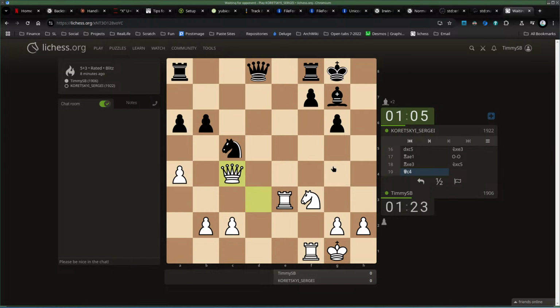No, that's not good. This is not good. Already 2 points down. He can take here, I think. He can take here. That's 3 pawns, just too much. Oh. No, I don't believe that. I don't believe that.